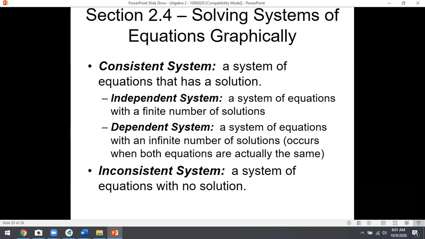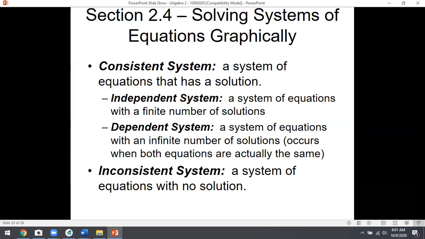If you happen to get answers, but they're the exact same equation, they're the exact same line, and they cross at an infinite number of spots, then we have a fancy word for that. That's called dependent. So consistent and inconsistent are telling me whether I have an answer or don't. And independent and dependent are telling me how many answers I have. Independent, any number of answers besides infinity, 4, 6, 1. Dependent is specifically for if you have the same equation and they cross at an infinite number of places.